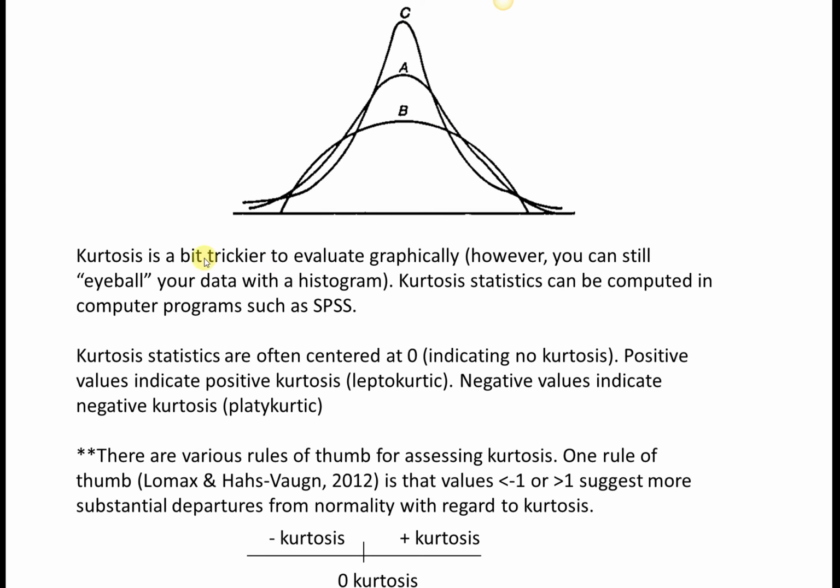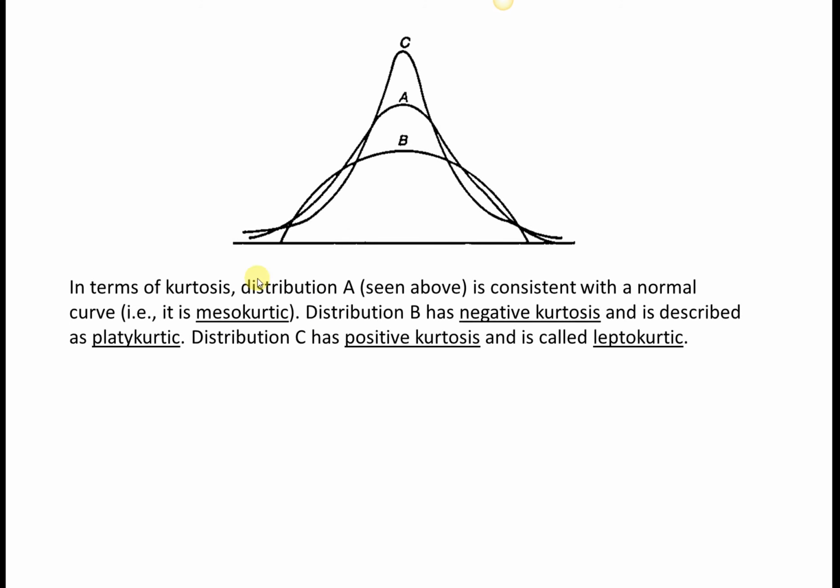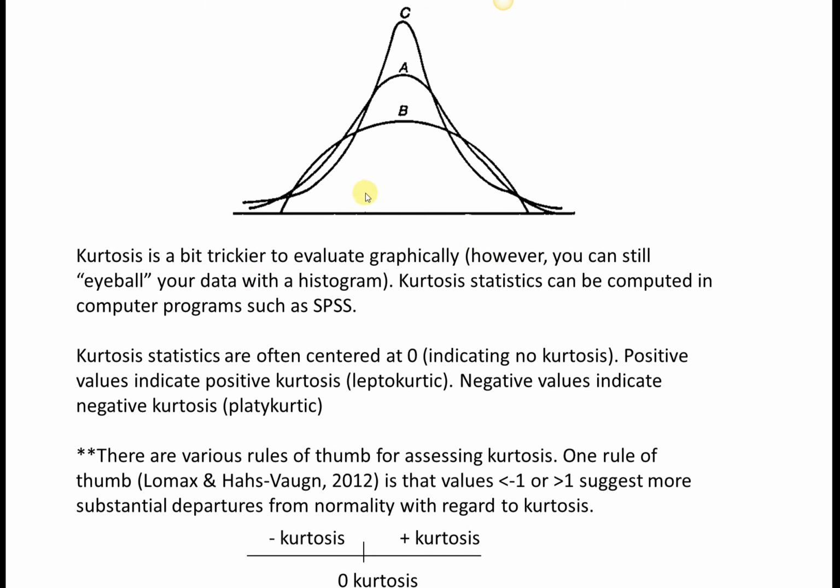So it's a bit trickier to evaluate graphically using histograms, whereas skewness is pretty easy to evaluate using histograms or the skewness statistic. Kurtosis is a little trickier with respect to histograms, but we can use the kurtosis statistic, which is centered at 0, and if we have positive values, that would indicate positive kurtosis. Negative values would indicate negative kurtosis.